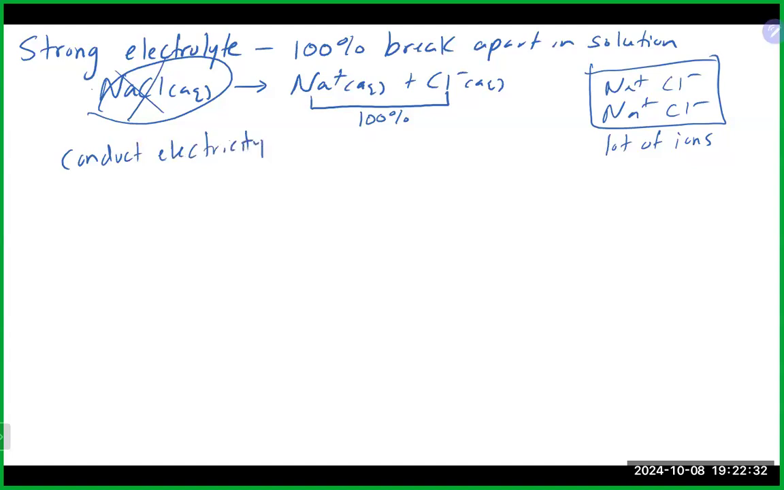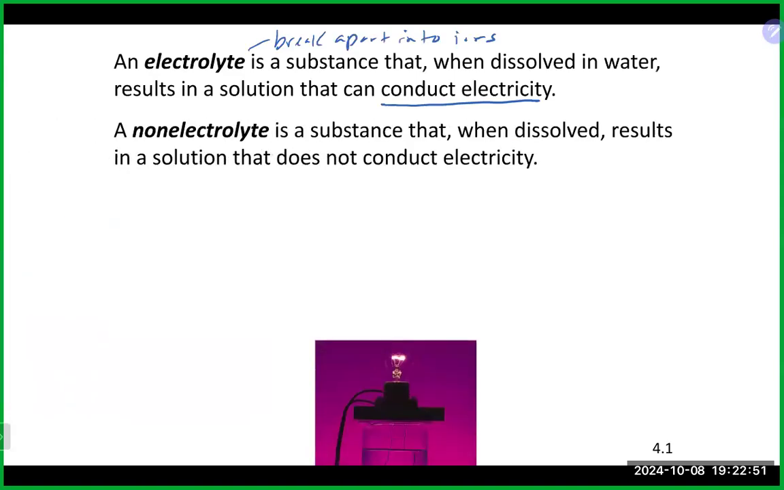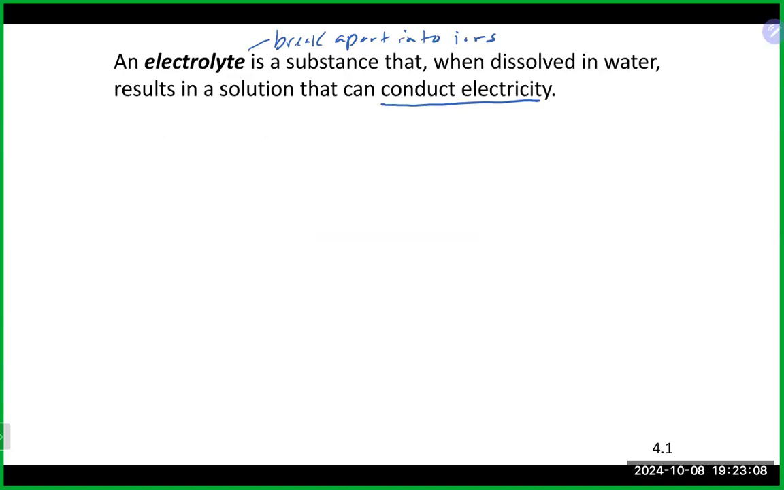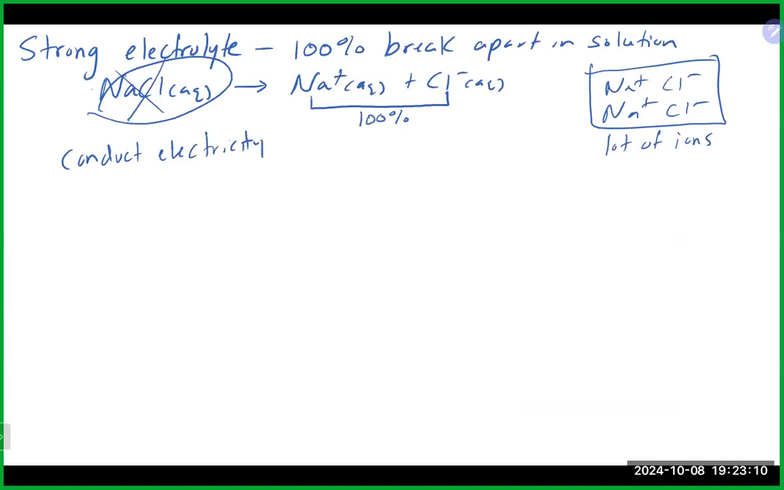The common example of conducting electricity really well is a picture of a light bulb with some electrodes on it. If you stick those electrodes attached to the light bulb into a strong electrolyte solution, the light bulb will turn on and actually be very, very bright. In fact, I think on this page there might be a picture of it. That would be it right there. So if you hooked up a light bulb with some electrodes and stuck it into a strong electrolyte solution, that light bulb is going to turn on. It's going to be very, very bright, again, because there are just a lot of ions floating around in that solution.